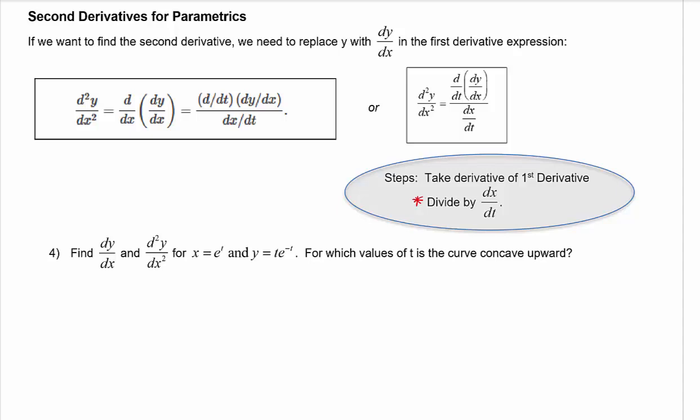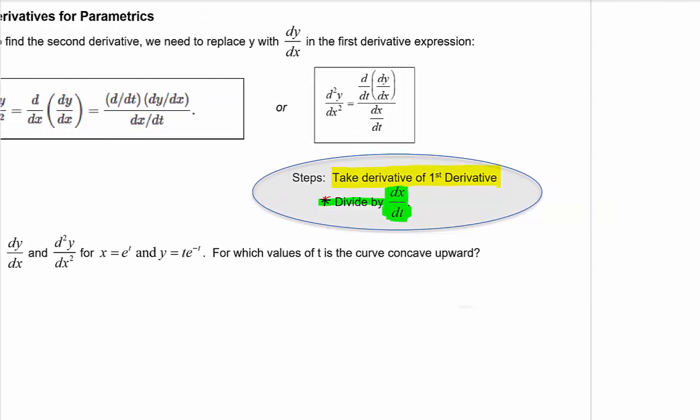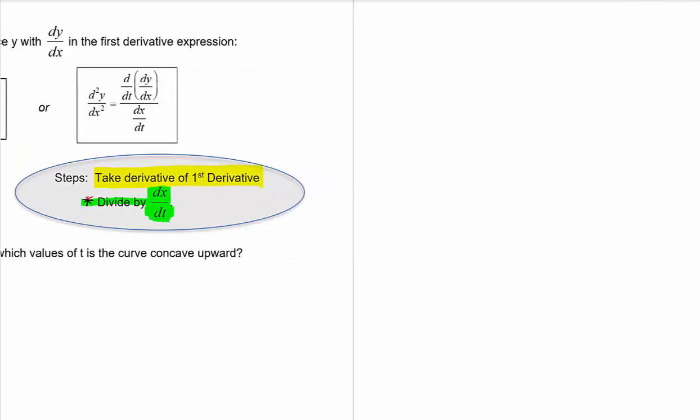Normally, when we're looking for a second derivative, we would simply take the derivative of the first derivative and arrive at the second. But now there's an extra step: we need to divide by dx/dt in order to get the accurate second derivative. So let's pause for a second and try to figure out why we need to do that.